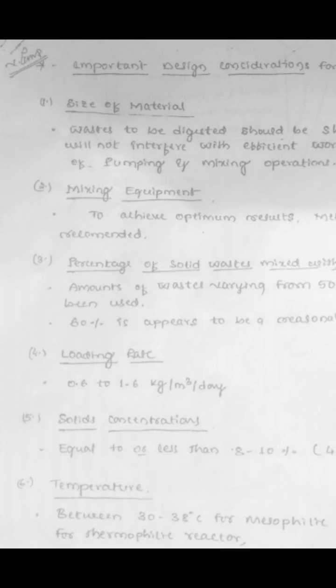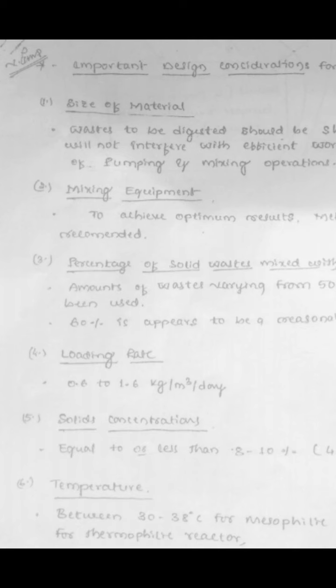Next is the percentage of the solid waste mixed with the sludge. Whatever solid waste there is has to be mixed with the sludge. The amount of waste used can vary from 50 to 90 percent. Usually 60 percent appears to be a reasonable proportion. Next is the loading rate. You have to load around 0.6 to 1.6 kg per cubic metre per day. This is the loading rate you have to use, not more than this.